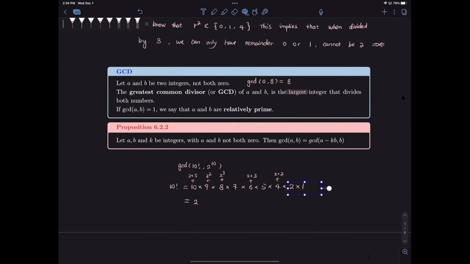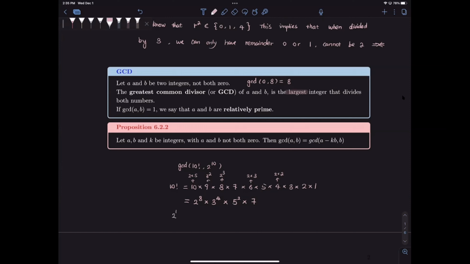So how many 2's do we have? I missed the 3, my bad. How many 2's do we have? 8. Okay, so this is 2 to the power of 8 times 3 to the power of what? 4. Let me double check: 1, 2, 3, 4. Yeah. Anything else? Times 5 to the power of 2, times 7 to the power of 1. So this is 10 factorial.